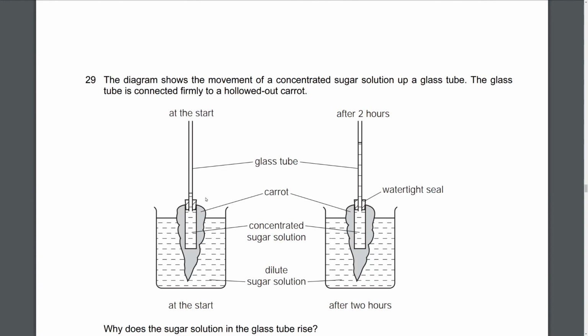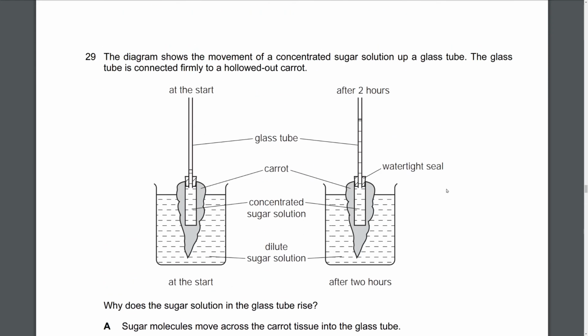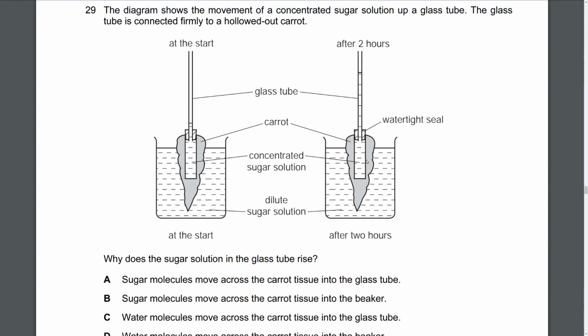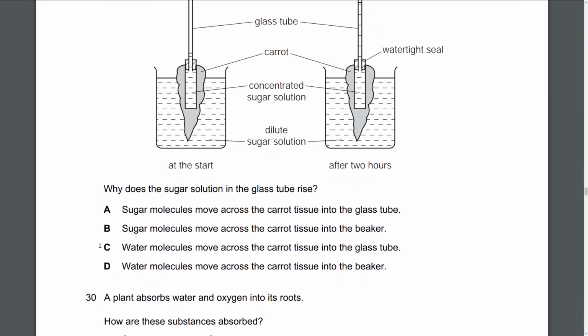The diagram shows the movement of concentrated sugar solution up a glass tube. The glass tube is connected firmly to a hollowed out carrot. Why does the sugar solution in the glass tube rise? Because water molecules move through the carrot tissue and into the glass tube. That's why the tube rises after 2 hours, and that would be C.